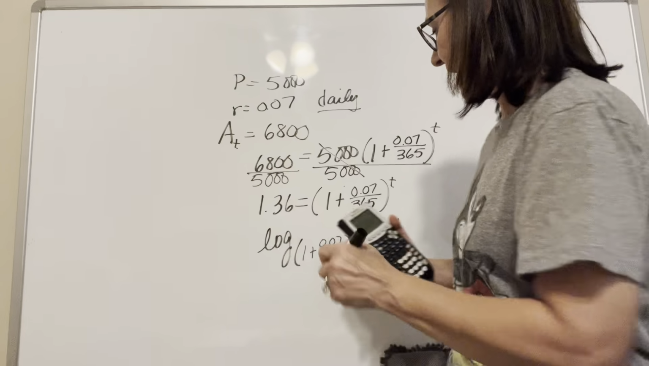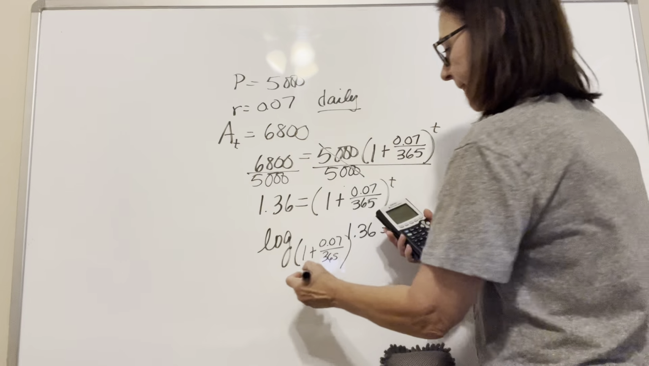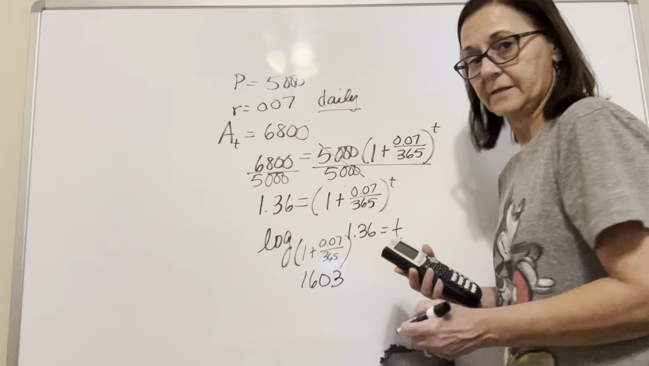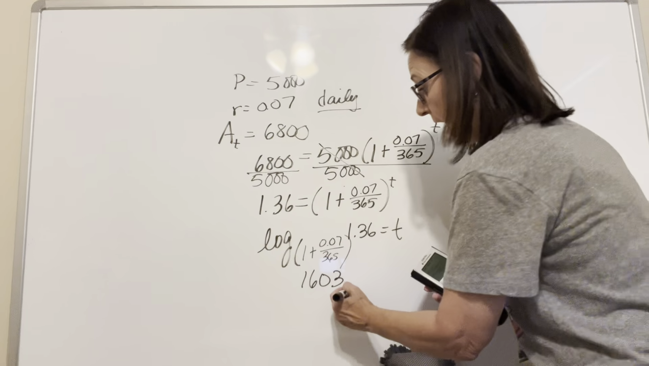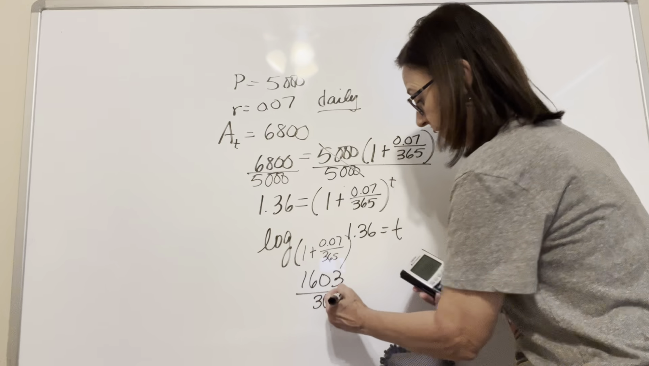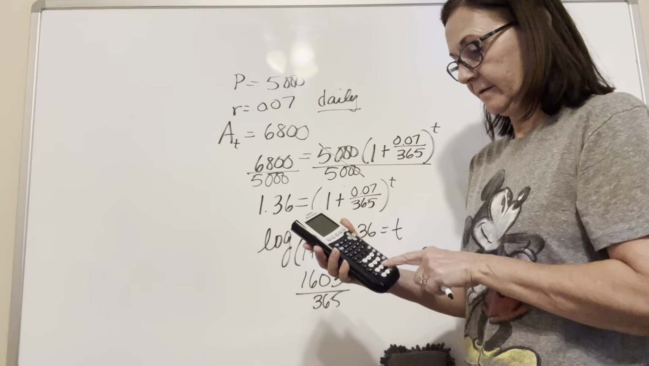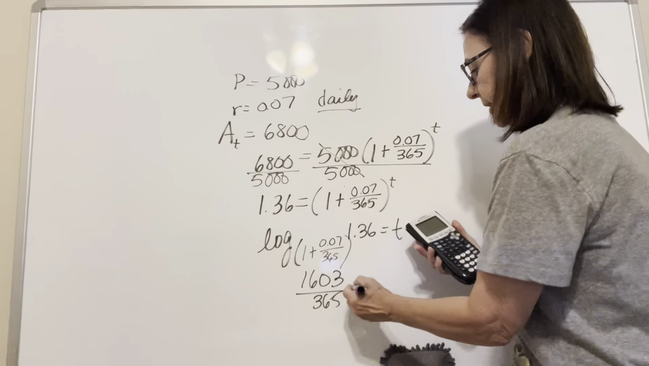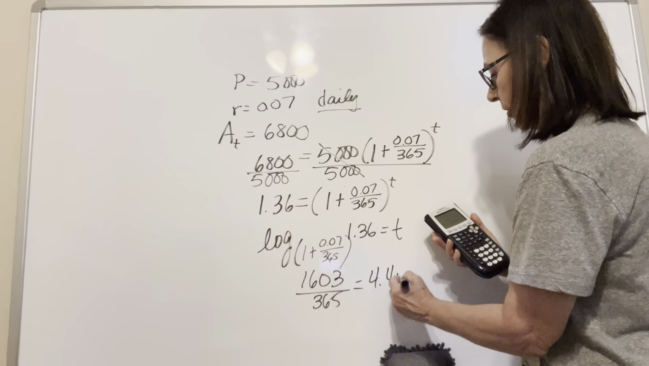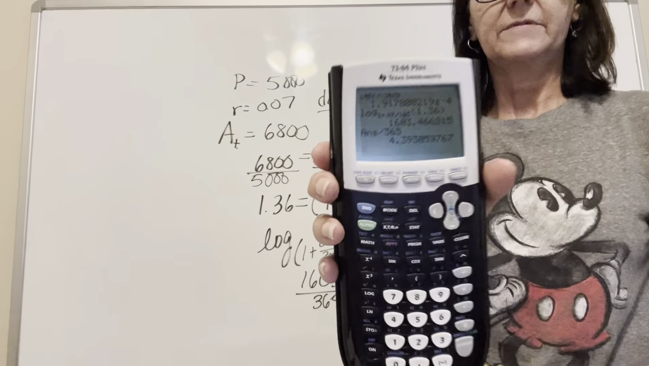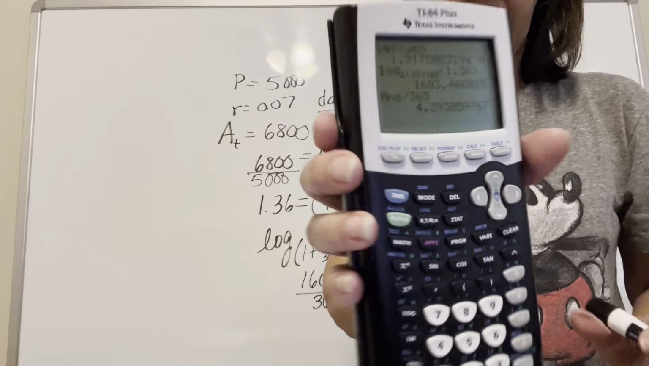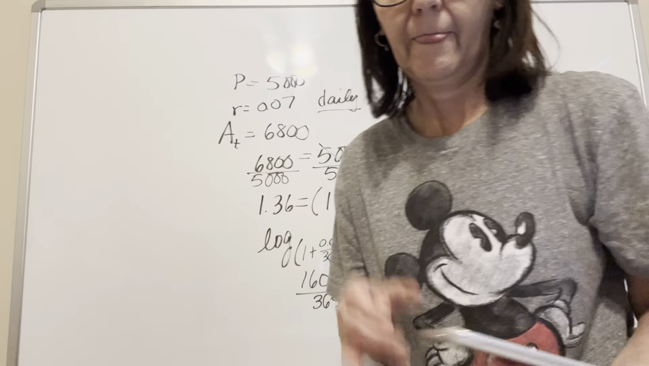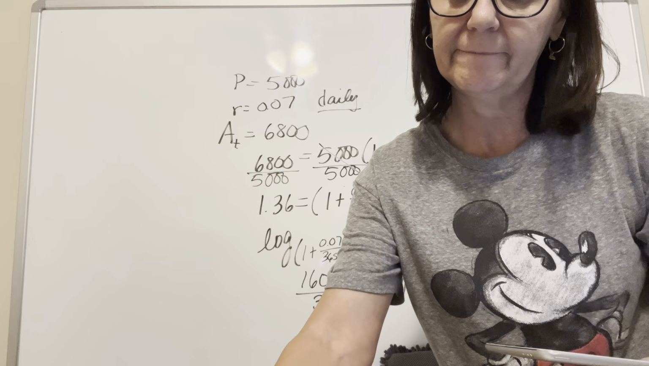And that's how many days, right? We're in days. So it's 1,603 days. But if I want to know years, I just divide that by 365 to get how many years. And it's like 4.4 years, right? That's all I did. Divide that by 365. All right, that's example 3.